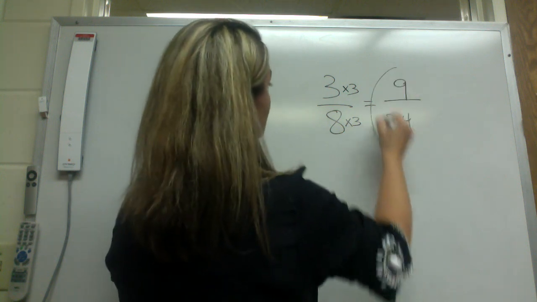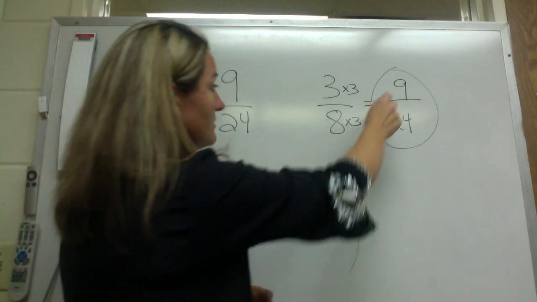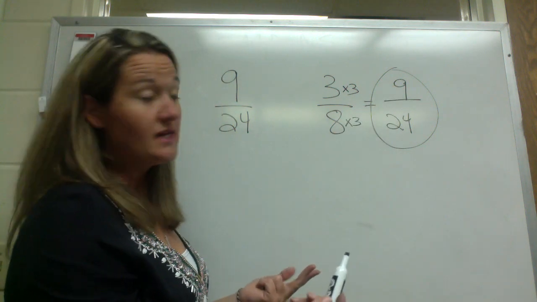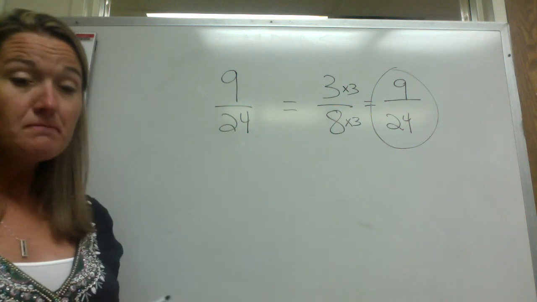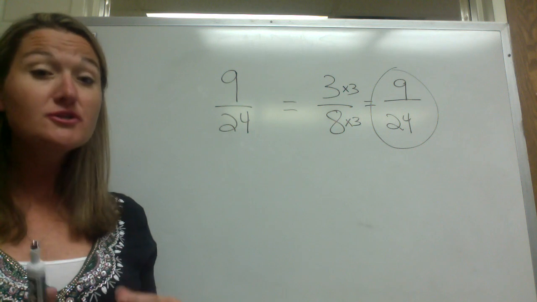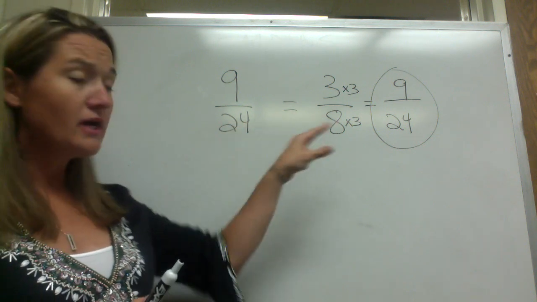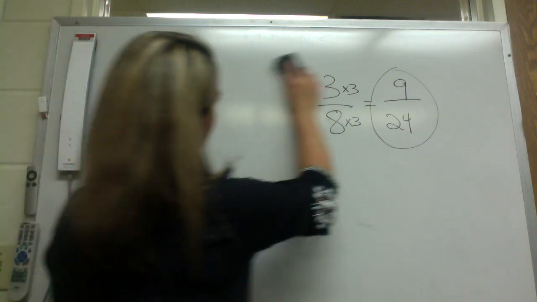So now I can compare 9 over 24 and 9 over 24. Well, they're the same, so if I'm comparing, I'm just going to put an equal sign between them. So when I compare fractions, I have to have the least common denominator. So then I'm comparing same sizes. Okay, now we're going to talk about ordering. And that's really kind of the same thing.